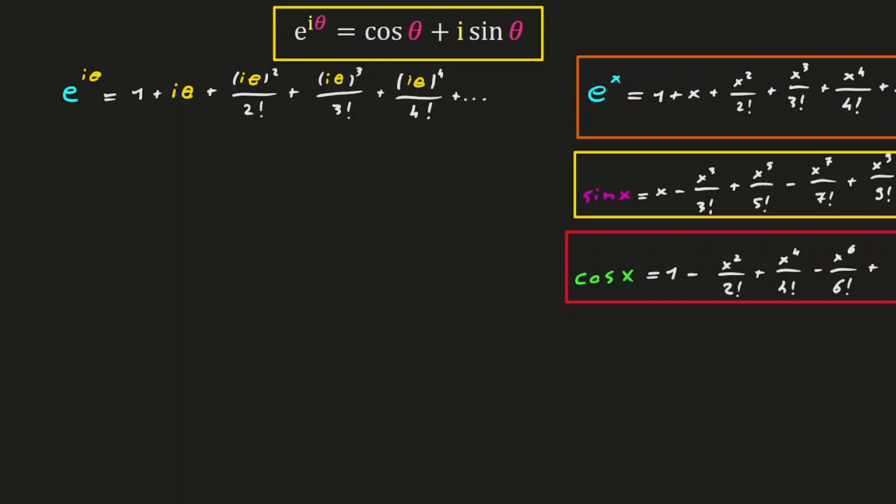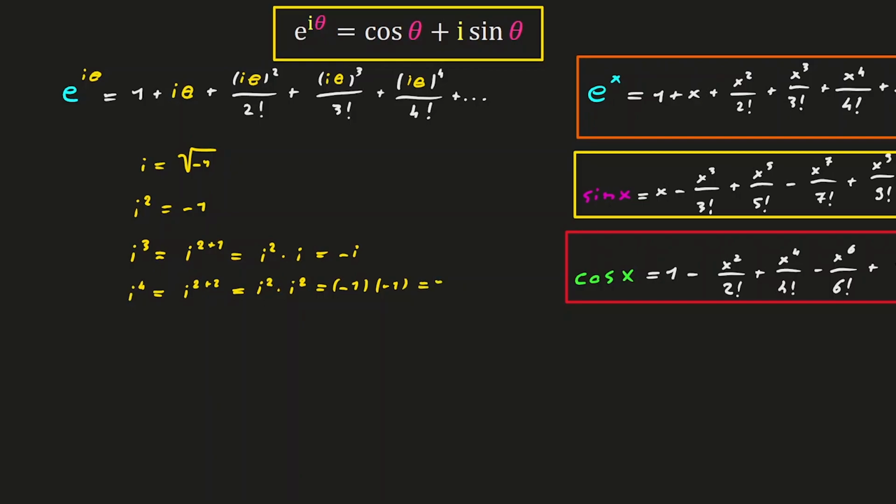Now, what can we do with this equation? Well, i is the square root of -1. So i squared, by definition, equals -1. Then i cubed is i squared times i. And i squared is just -1, so this is minus i. But then what is i to the 4th power? This is i to the 2 plus 2 power. So this equals i squared times i squared, and this is minus 1 times minus 1, and this is plus 1.